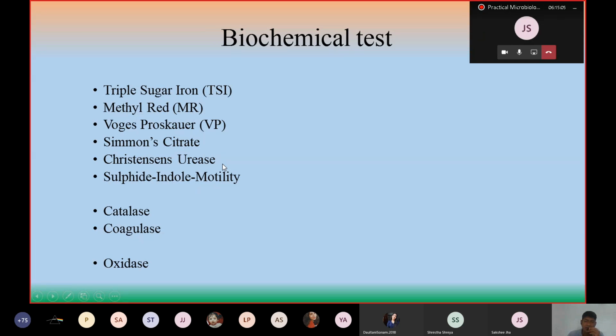Motility, whether the organism is motile or not. Catalase, a test for the enzyme catalase, whether produced or not. Coagulase is a virulence factor, whether the organism is producing it or not. Similarly, oxidase is an enzyme, actually a test for cytochrome oxidase, whether it is there or not. So these are the different tests that we utilize for the identification of organisms. Slowly we'll come to this point.